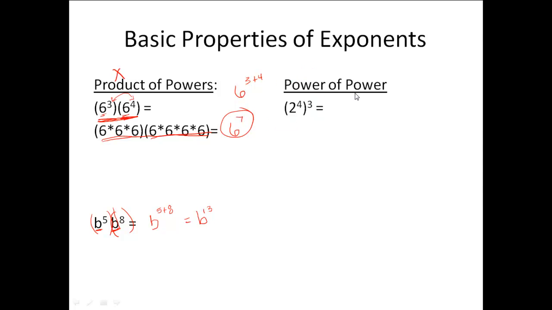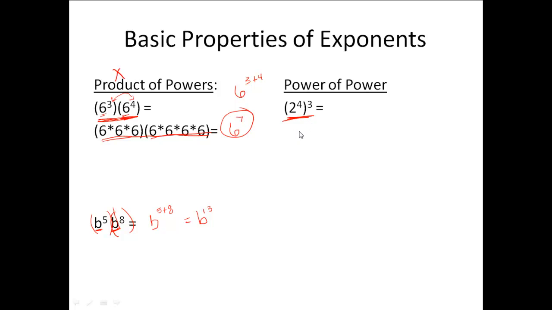Our next one we're going to look at is called power of power. So it looks similar to product of powers, but this one is power of powers. What this means is I have an exponent of something that already has an exponent. And it's going to look like this example right here. We have 2 to the 4th raised to the 3rd.